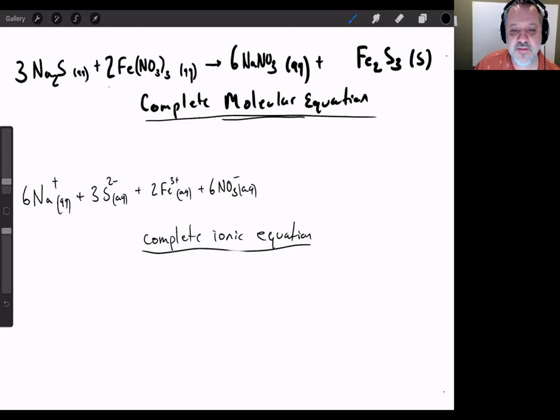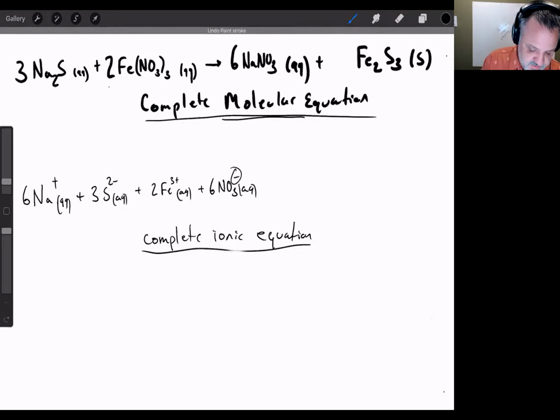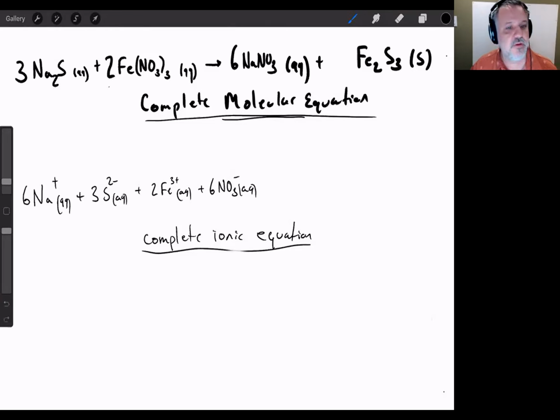Notice that I write the charges. A common mistake students make is to leave those charges out. They need to be in place. We're talking about ions, and ions have charges. So deconstructing the products, 6 sodium ions, aqueous, 6 nitrate ions, aqueous.